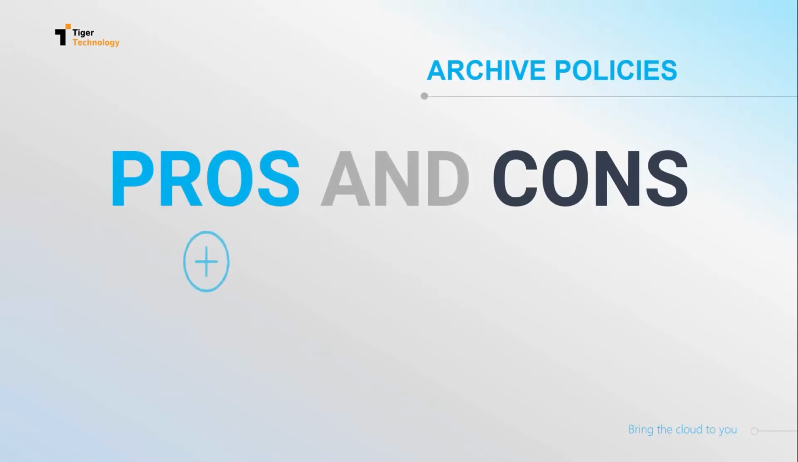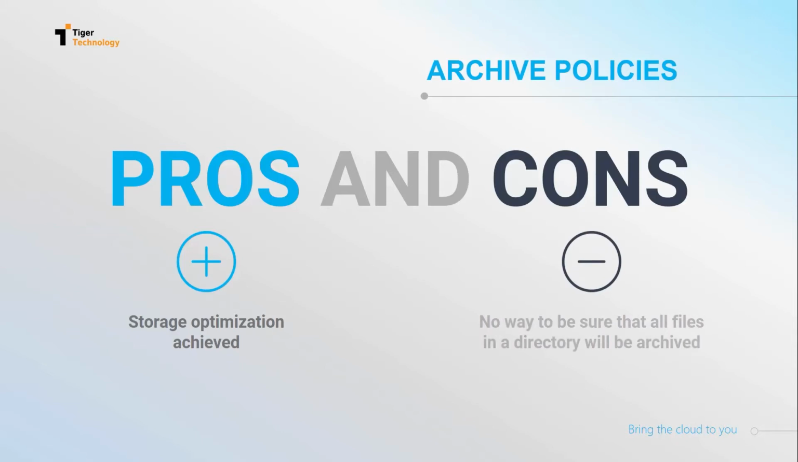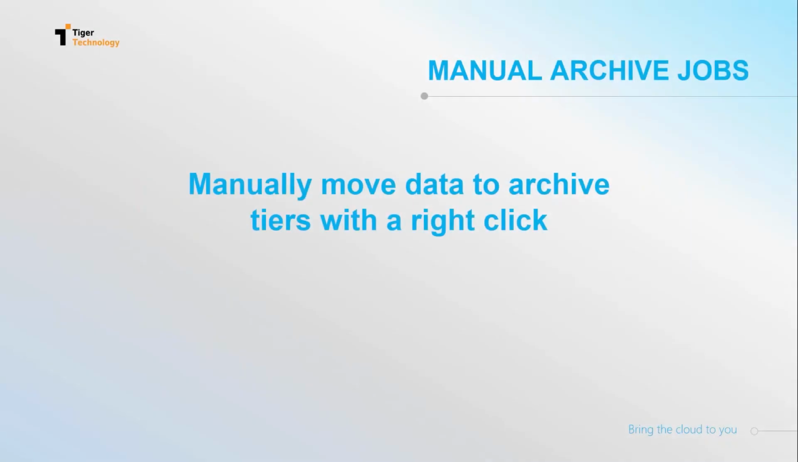With archive policies, we get the desired storage optimization, but there is still no way to be sure that all files in a specific directory will be archived. The second method that Bridge provides for archiving is the manual job.